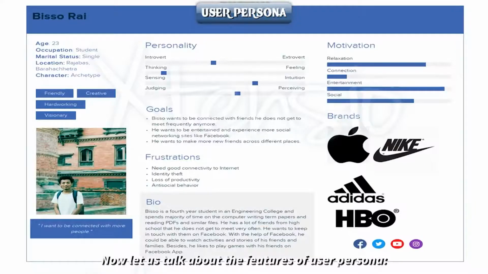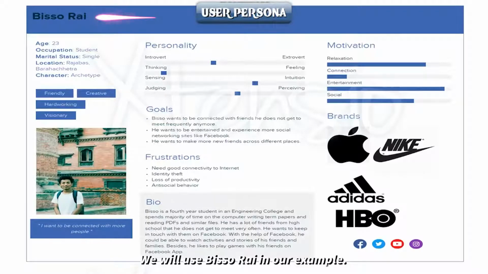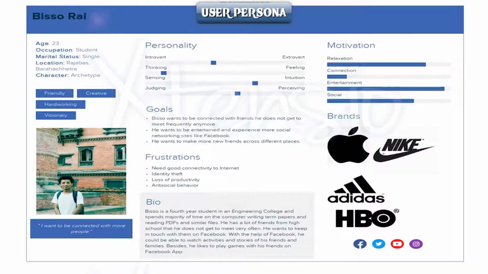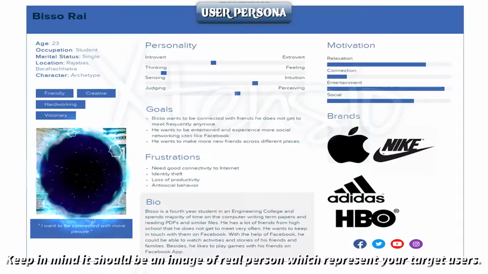Now let us talk about the features of a user persona. First, your user persona should have a name. User personas should feel like a real person, so you should give them a real name. We'll use Biswarai in our example. Then you want to select an image. Keep in mind it should be an image of a real person which represents your target users.